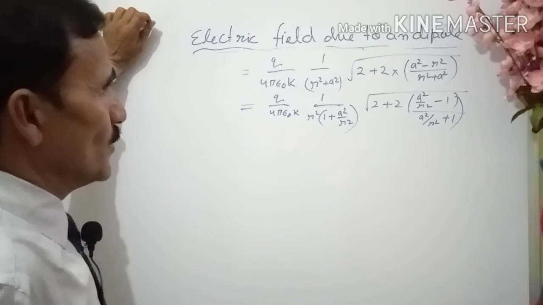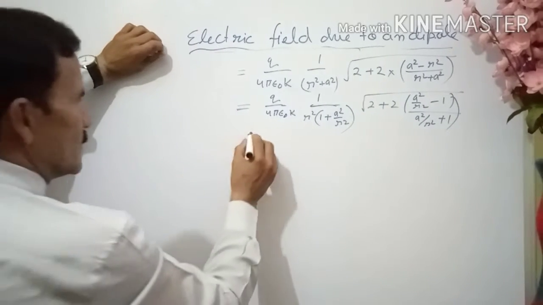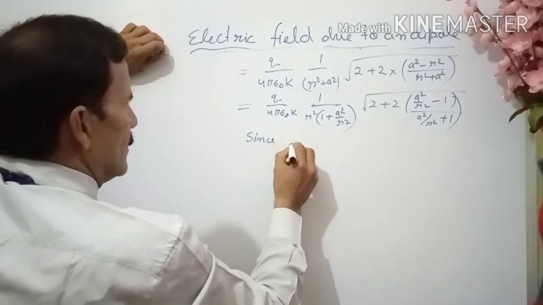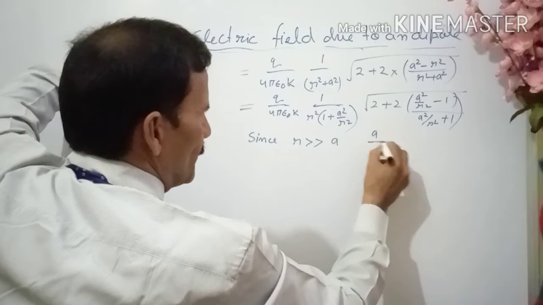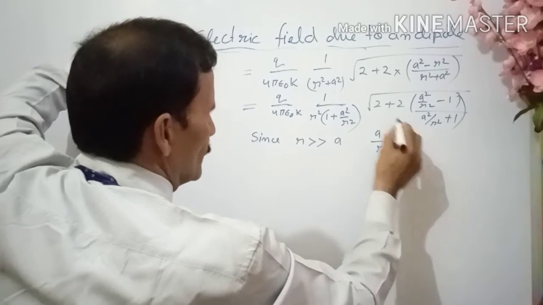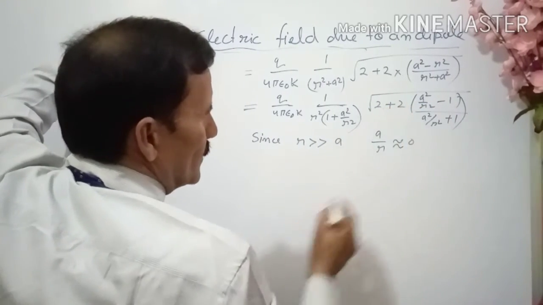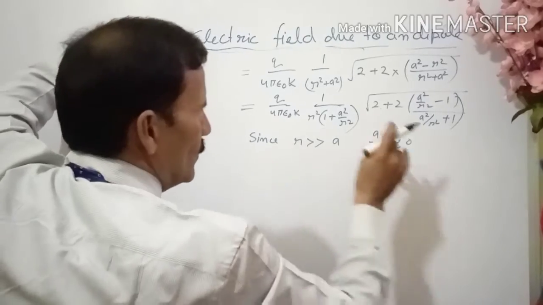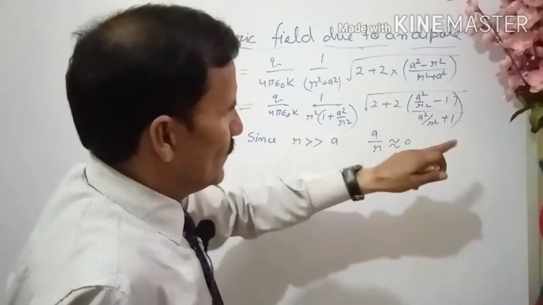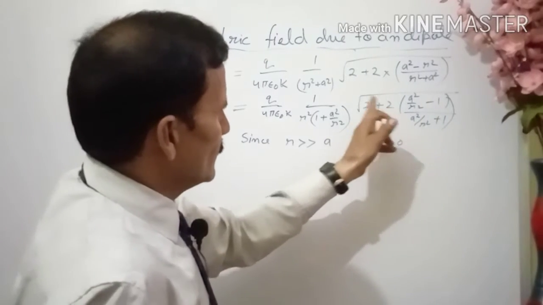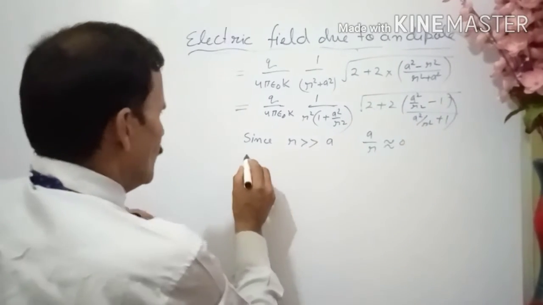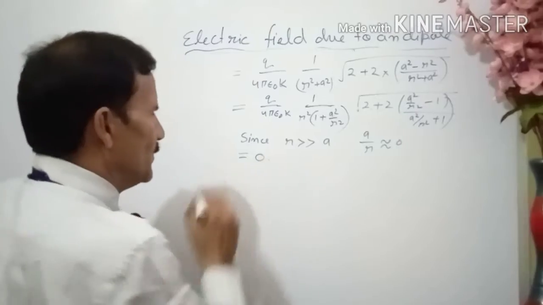Now take the approximation. Since r is very large compared to a, a upon r is approximately 0. So it will be 2 minus 2. See how? This is minus 1, this is plus 1, this is 0. So it will be minus 2, 2 minus 2 is 0. So the whole electric field will be 0.